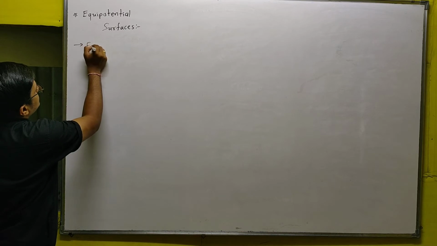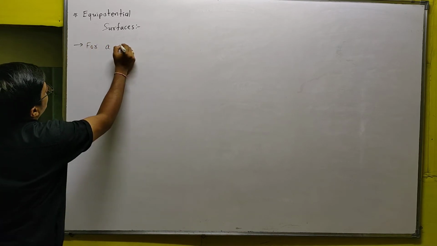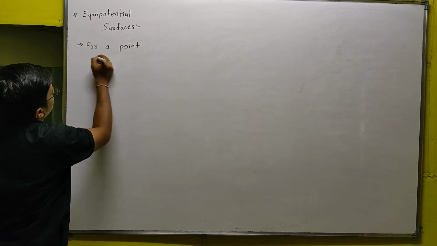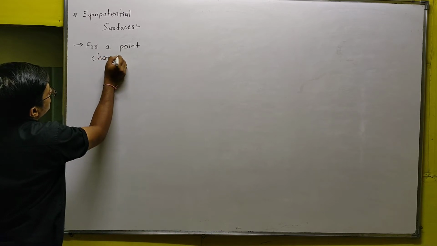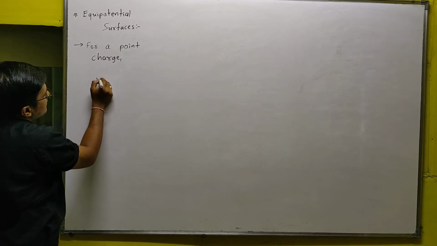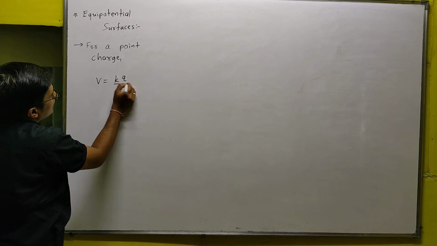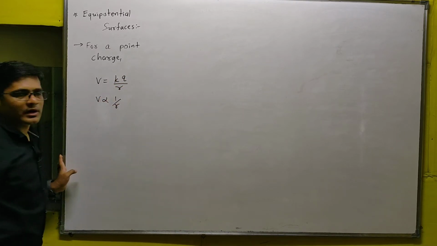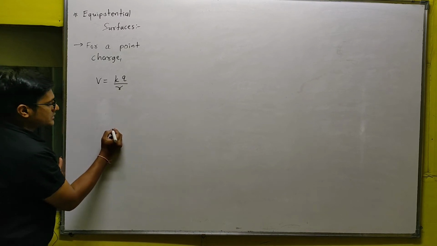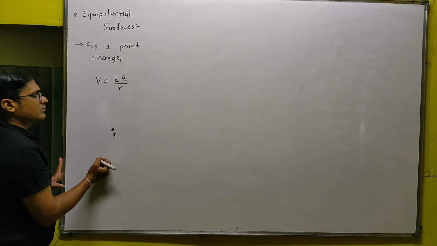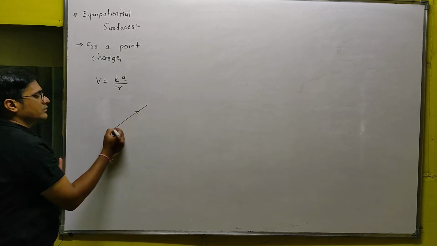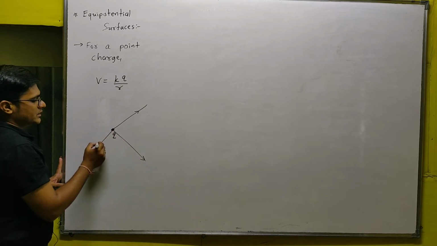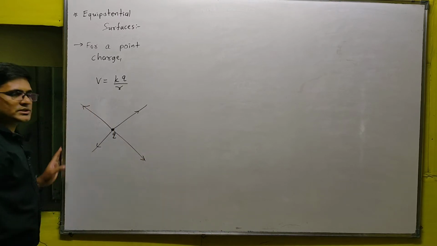For a point charge, the potential due to a point charge is given by the formula kq by r. This potential is inversely proportional to r. This is the point charge q, and this is the electric field due to this charge, which is in the outward direction because this charge is positive.